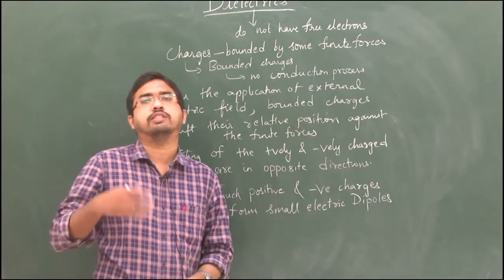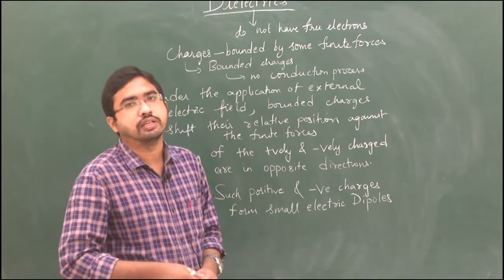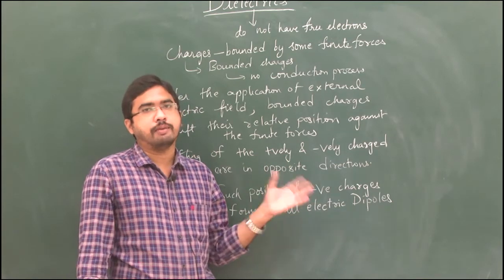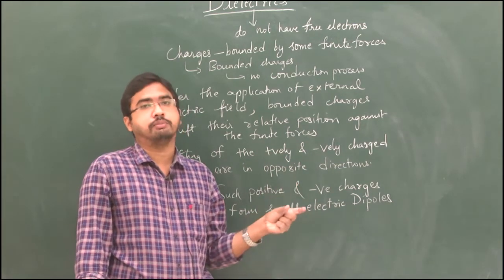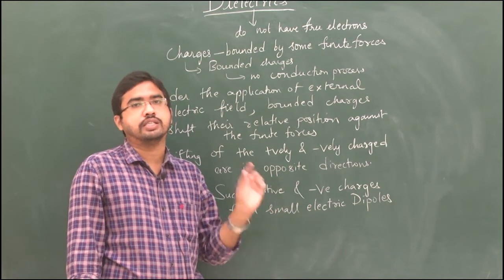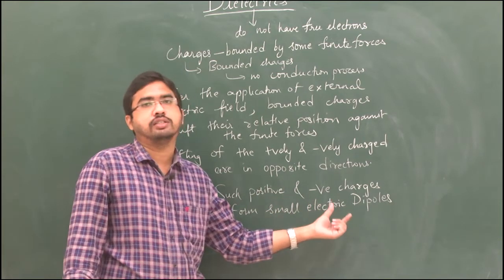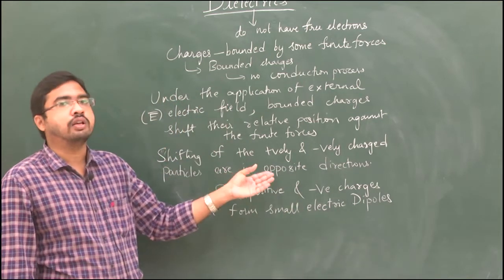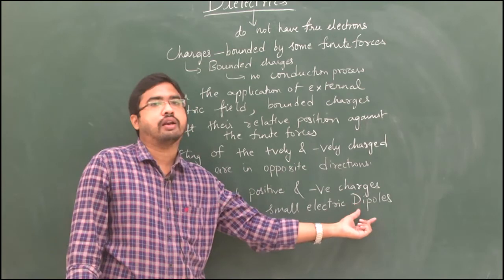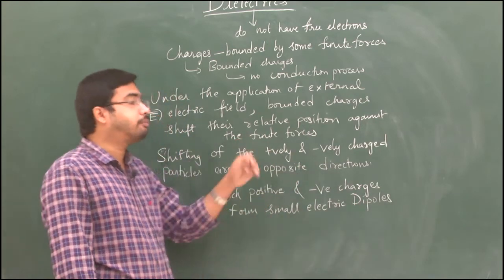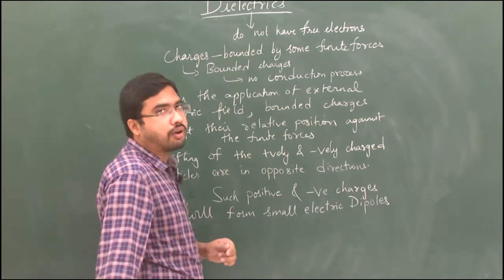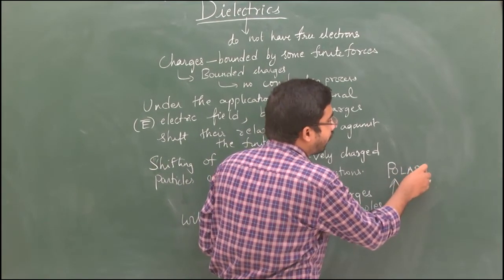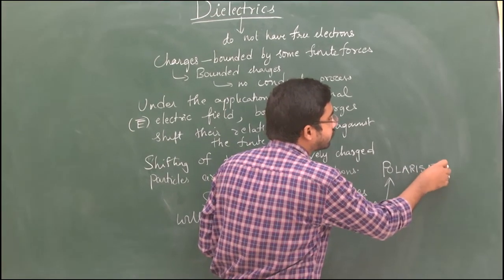Already we have defined what is meant by an electric dipole in our first year. What is an electric dipole? When two charges of the same magnitude but opposite polarity are separated by some distance d, such a combination is called an electric dipole. So during this process, we can observe the formation of small electric dipoles in a dielectric. That process is called polarization.